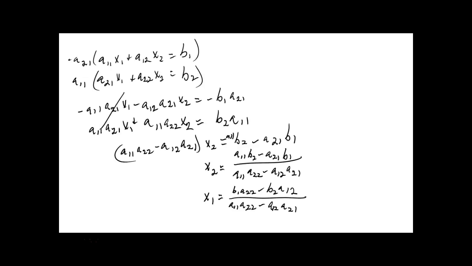And then look at the x2. The x2 denominator is the same. We already determined that. But now we substitute B1 and B2 for these coefficients. Do its thing. That would be B2 A11 minus B1 A21. And there it is. Okay, determinants are all over finding those solutions. Is that the easy way to do it? No, not particularly. But it certainly shows you some uses for determinants.